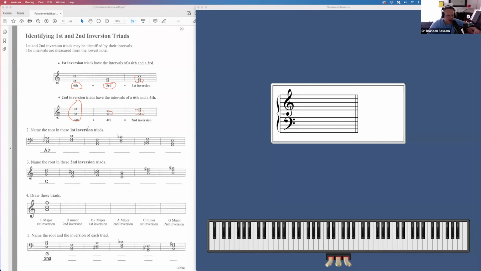So we're naming the root of the first inversion triad. Now this is tricky because we could be talking about the root of the chord, which is our third, or we could be talking about the root of the triad, the A flat major triad, which is not on the bottom, but on the top. So be careful, don't get confused by the terminology. They want us to name the root of the actual triad, not of the given chord.